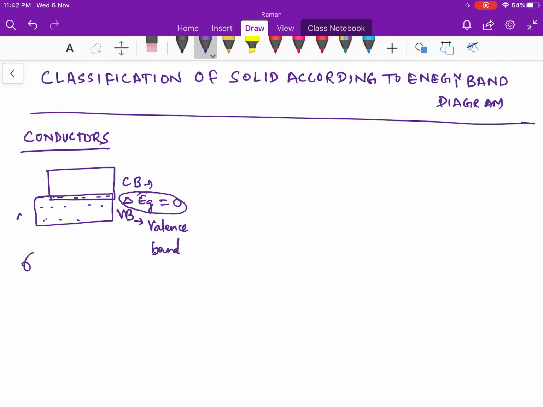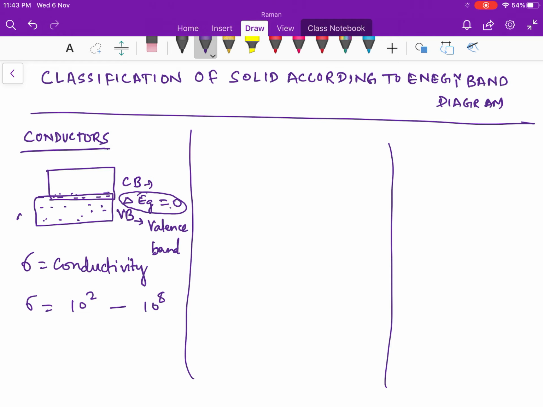The conductivity, sigma, for a conductor lies in the range of 10 to the power 2 to 10 to the power 8. As the energy gap is almost zero, the electron can easily jump from the valence band to the conduction band, and there are so many electrons in the conduction band which are free to move and mobile, so they can easily conduct electricity in the case of conductors.